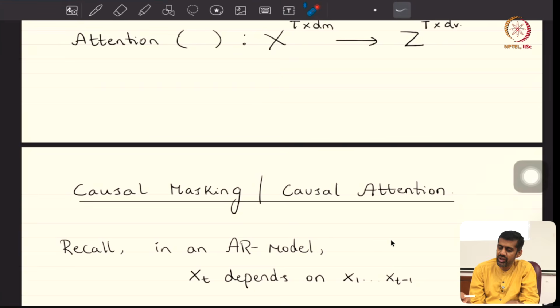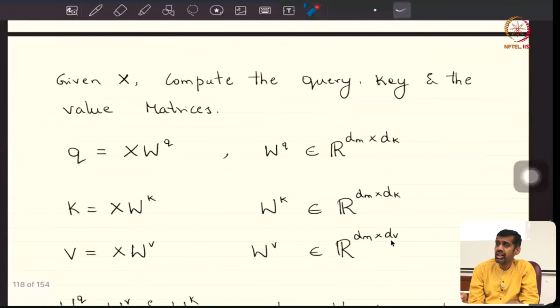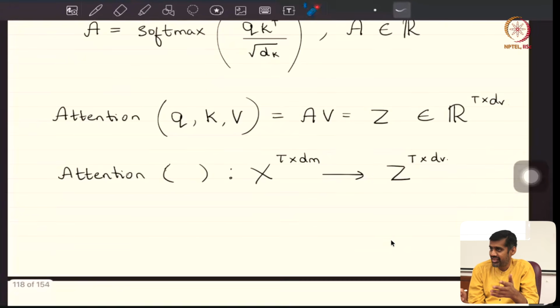Now, right now there is no causality here yet. The auto-regressive models are causal by construction. What do you mean by that? The dependence of xt is only on its previous tokens, not the future tokens. But right now, the way we have defined transformers, the causality is not embedded onto the model, it is not causal. So we will have to ensure that the causality is embedded onto the model.